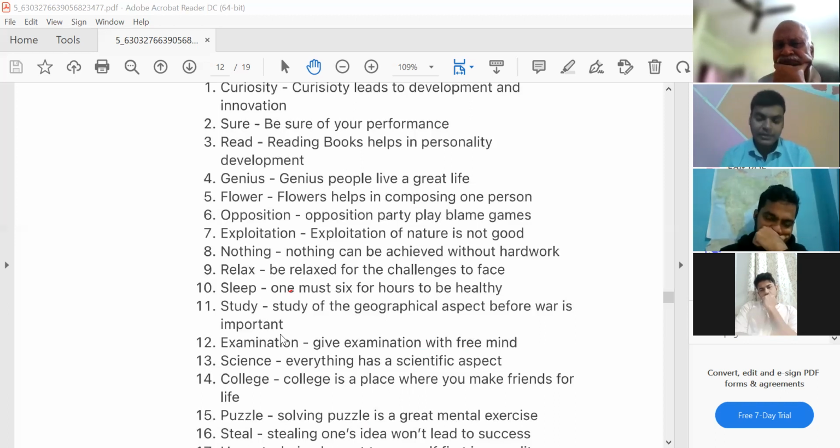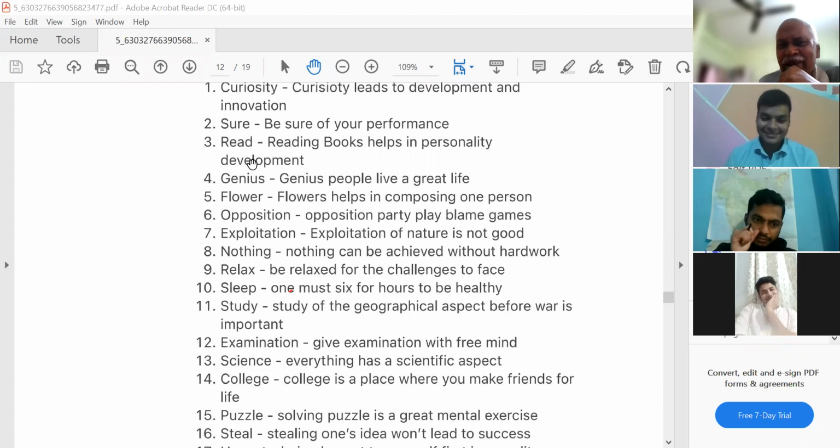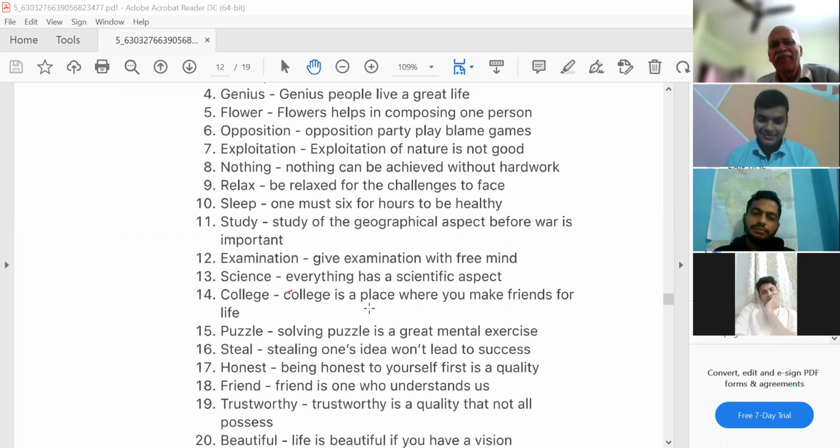Stealing one's idea won't lead to success. Which one is it? Sixteenth, sir. What does it mean? Either you have stolen something or someone else has stolen your ideas. Either you have been the victim, or someone else is the victim. It is always a common phenomenon as far as an engineering college is concerned, isn't it? Yes, sir. So what happens by doing this? Understood. Move on.